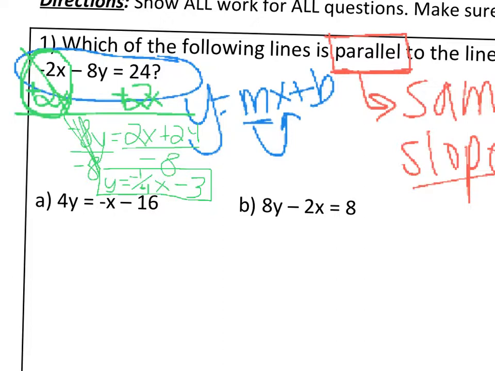So again, when we find the slope in slope-intercept form, the slope is what's written right next to x. So when we look at this, we should be able to quickly identify that the slope is negative 1/4.